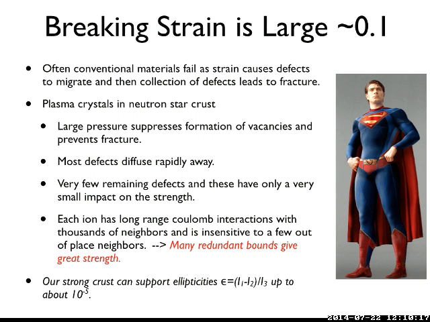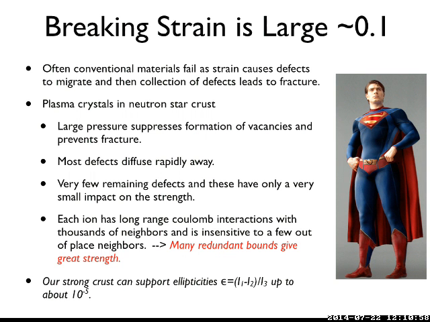So conventional materials fail by fracturing. Plasma crystals are very strong because the large pressure suppresses the formation of vacancies and prevents fracture. And you have these long-range Coulomb interactions. So each ion interacts with thousands of its neighbors, and if you like, you have lots of redundant bonds that give strength. So even if you have defect planes with a few missing bonds, there are neighbor bonds to hold the thing together. Okay, and this strong crust can support neutron star ellipticities.